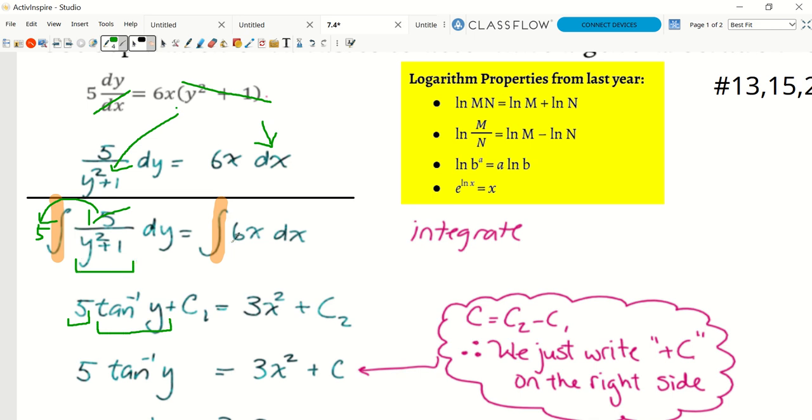Reverse power rule says this becomes that. And there's c sub 1, c sub 2 for the constants. And then when you subtract c sub 1 from both sides, we just get a big C. Does that make sense? Because it's just a constant. If this is 5, that's 3. 5 minus 3 is 2. We good, folks? Now let's keep going.